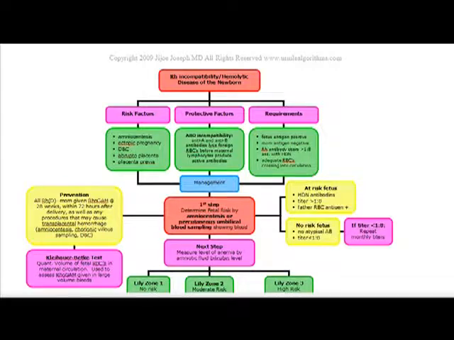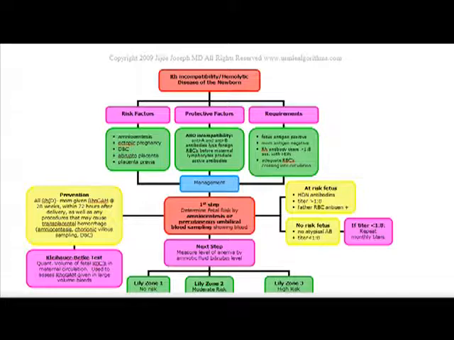Next up, we're going to talk about Rh incompatibility, also known as hemolytic disease of the newborn. Basically, this is when a pregnant woman has developed antibodies to foreign RBCs. Usually these are against those of her current or previous fetus, but a lot of times this can also happen secondary to transfusion. What we want to go over is the risk factors, the protective factors, as well as the requirements.